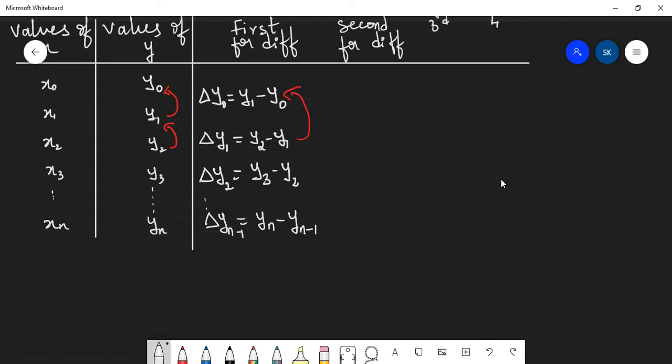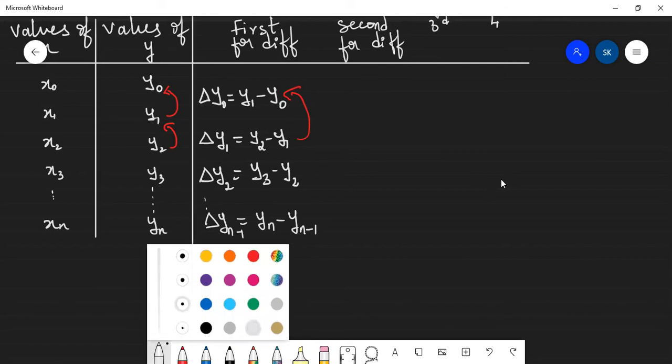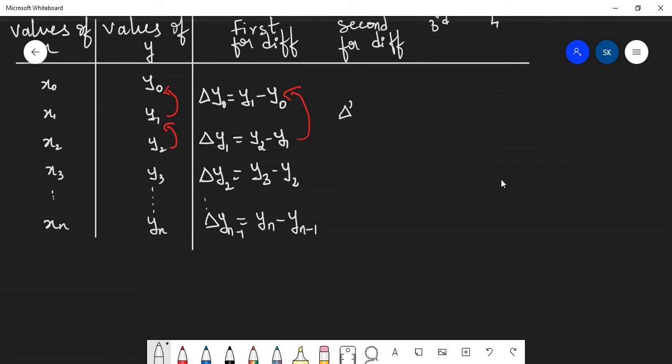So what is the value here? The notation will be delta square y1. Delta square y0 equal to delta y1 minus delta y0. Next, I'll get delta square y1 equal to delta y2 minus delta y1, and then the next terms, and so on.